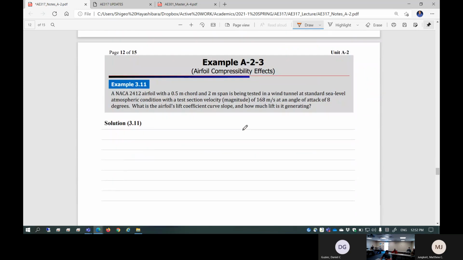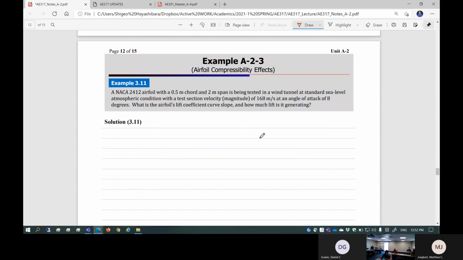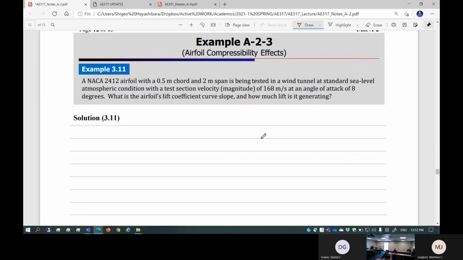Okay, so next page. This is the example that we are going to look at, the NACA 2412. Again, the NACA 2412 airfoil data chart is given. Now, let's think about it: you're using the NACA 2412 airfoil. Now you're going to create a wing, a 0.5 meter chord and 2 meter span wing. This is the chocolate bar wing once again.